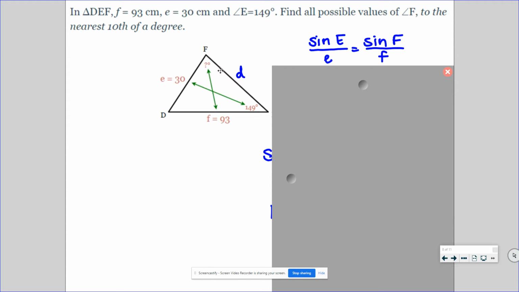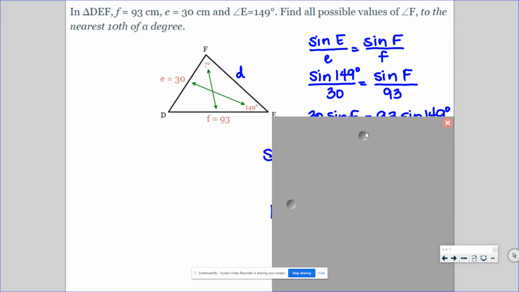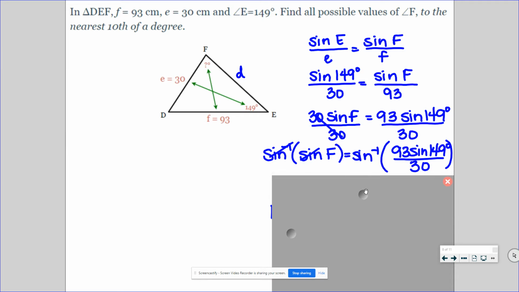So what we want to do is find missing angle F. We're going to have to use the only thing that we do know that's opposite of each other, and that is angle E and side E. And then angle F is what we want, side F is given. So when we set up the problem, it's going to look like sine of 149 over 30, those are your E's, and sine of F over 93. Cross multiply and divide by 30, and you end up with this.